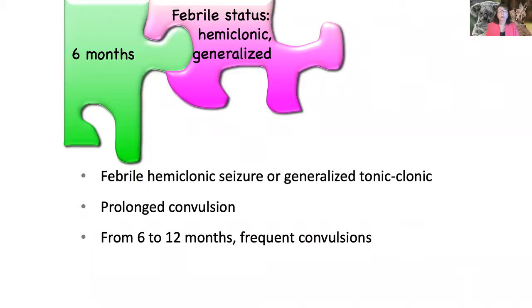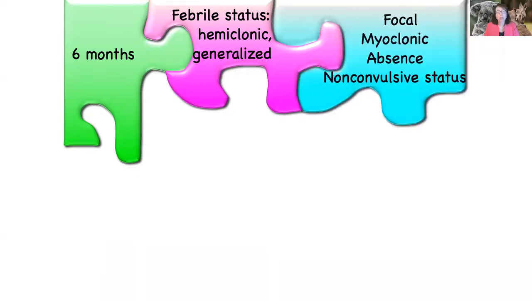And then the baby goes on to have frequent convulsive seizures. They then go on often to develop other seizure types, commonly focal impaired awareness seizures, myoclonic seizures, some have absence, and often they have non-convulsive status epilepticus.